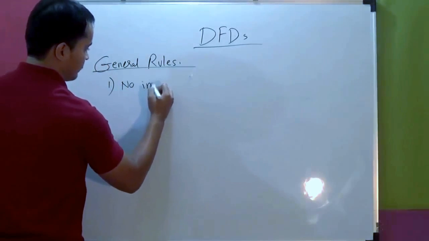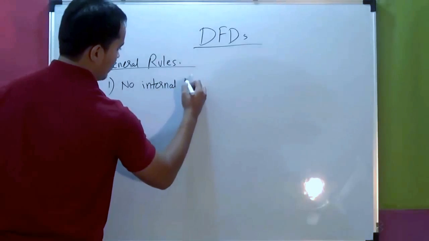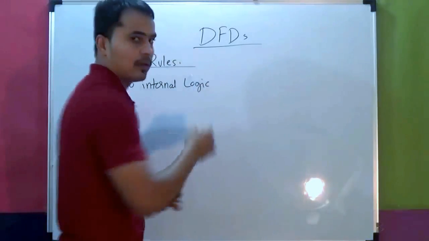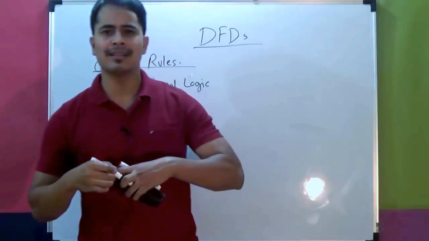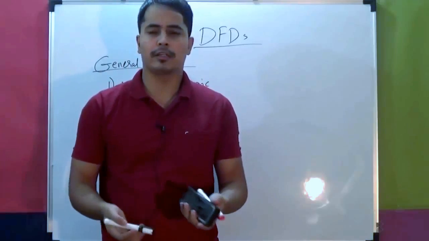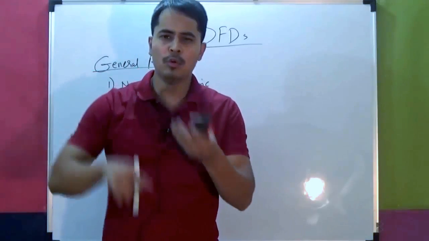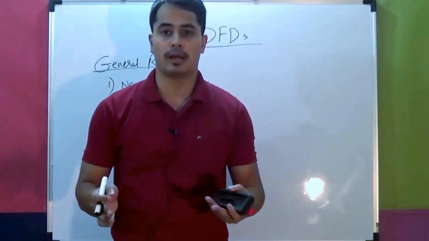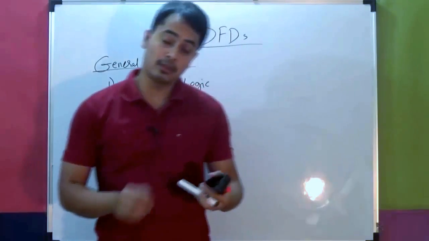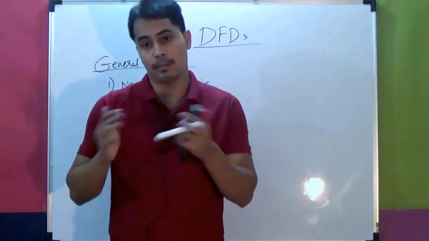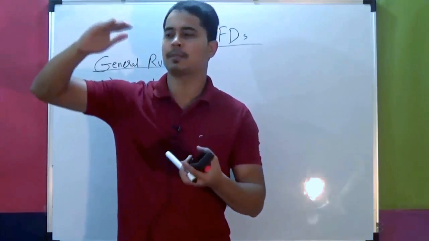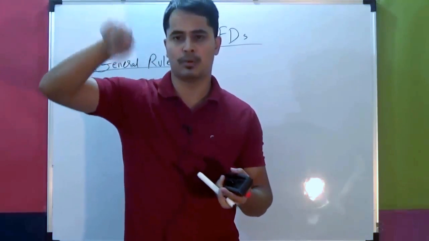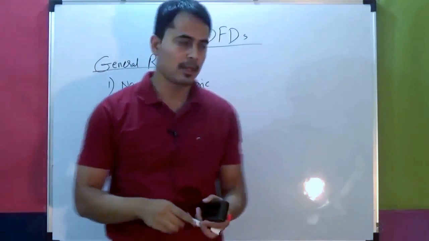No internal logic. That means a data flow diagram is not a flow chart. You can't show if, else, loops and other programming constructs in a data flow diagram. Even though it considers the functionality of your application, it is at a very abstract level. You will only show bubbles for your modules, nothing more than that.